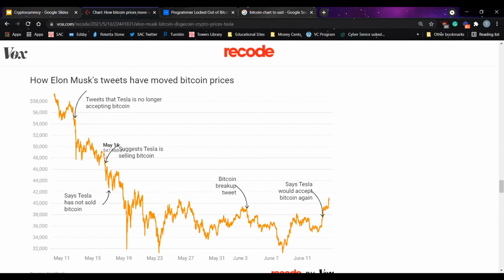And then Elon Musk kept tweeting, the price kept going down. So it just goes to show how much single people and what's happening in the news can affect the price of Bitcoin. And then here it is at the end. Tesla says it would accept Bitcoin again, and it starts to creep back up.